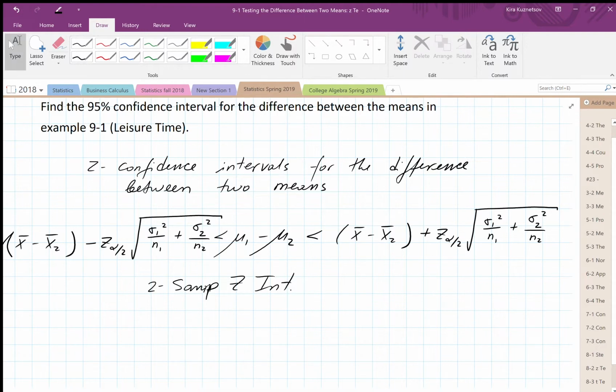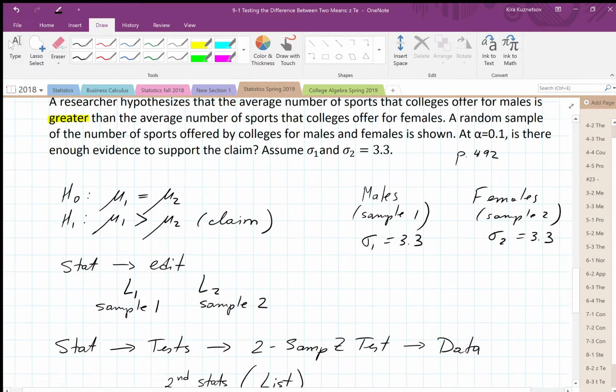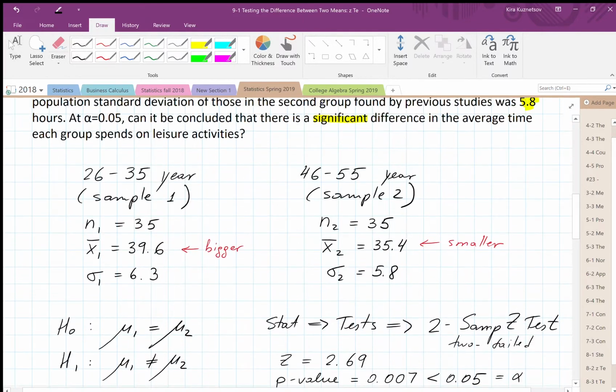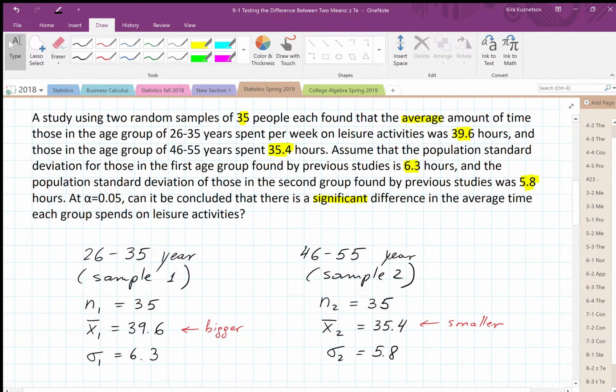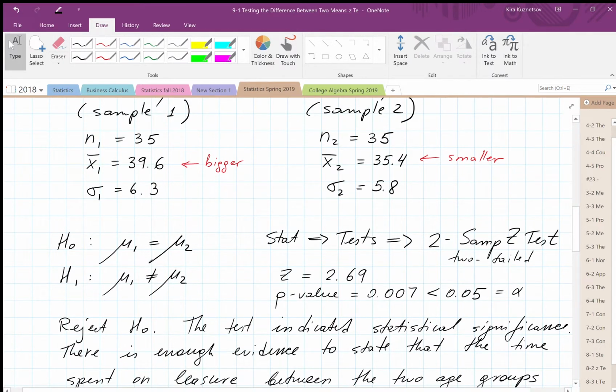What they're asking us to do in this example is find a 95% confidence interval for the difference in the means of the example 9-1 leisure time. So what I'm going to do is scroll back up to our leisure time example. That's this one, and all of the necessary statistics are already outlined. And notice that x bar 1 is larger than x bar 2. So I should see positive numbers.